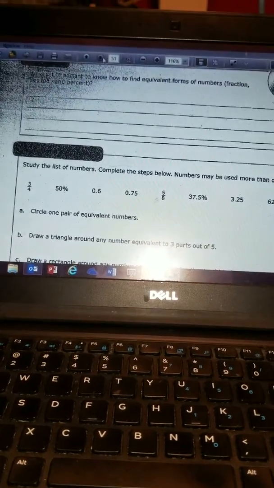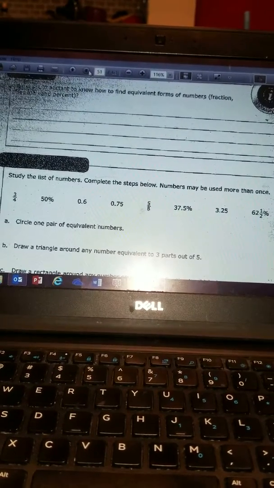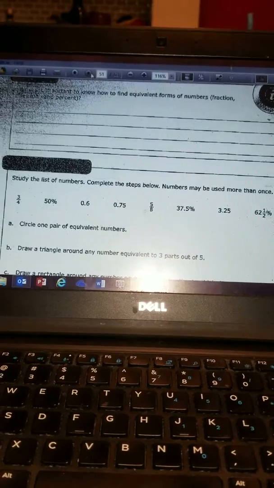All right, class. Welcome back. Again, today we are working on TEAC 6.4G, converting fractions, decimals, and percents.